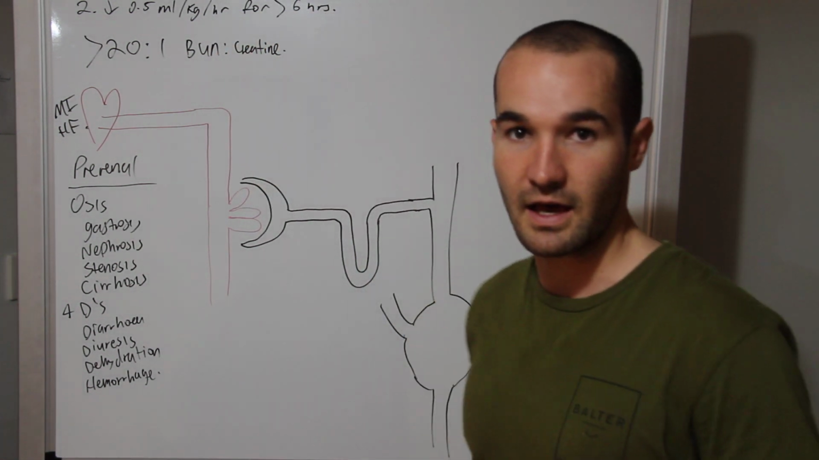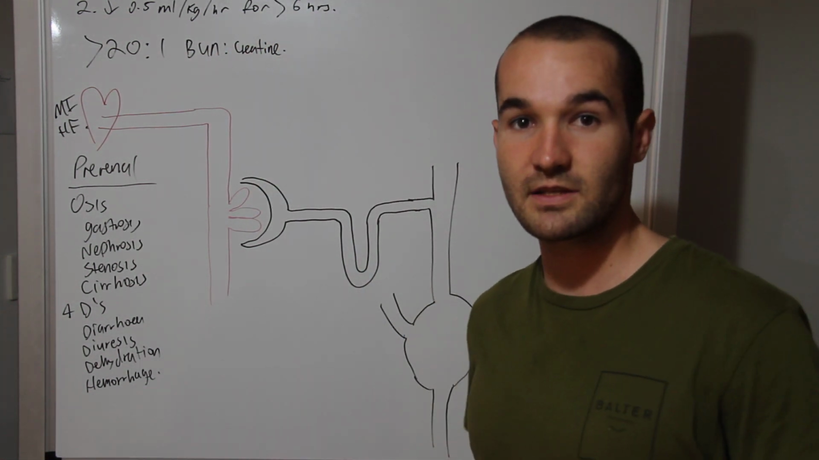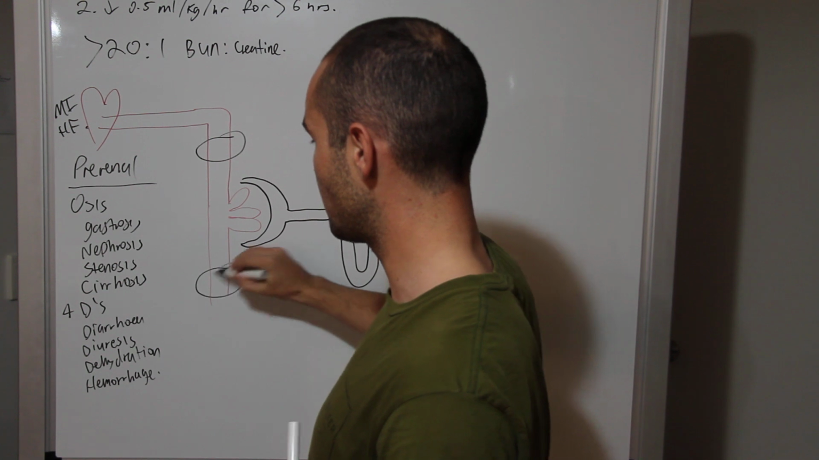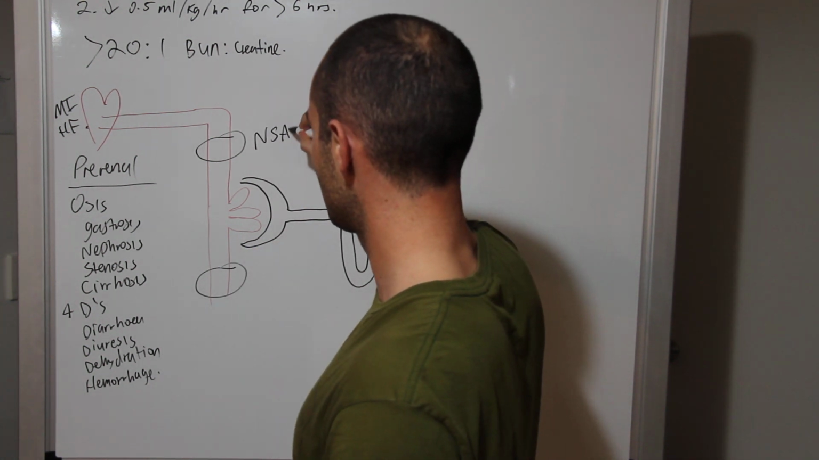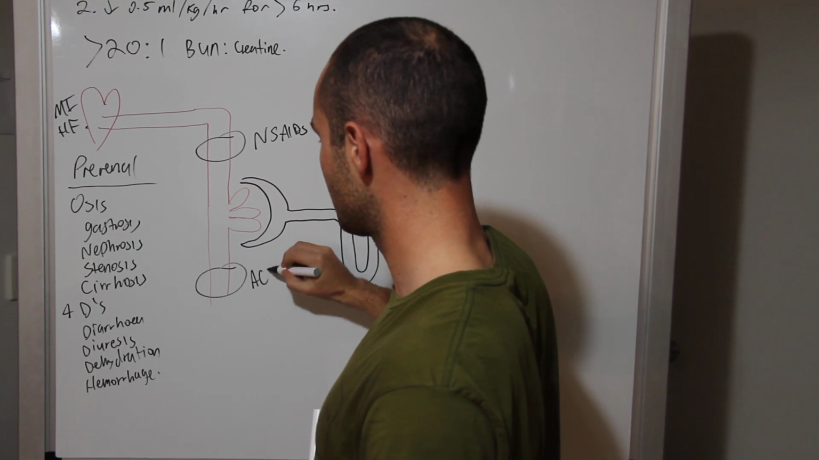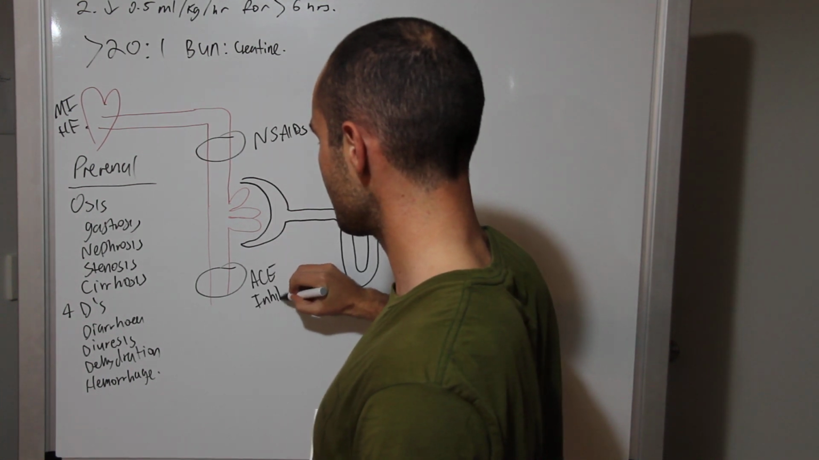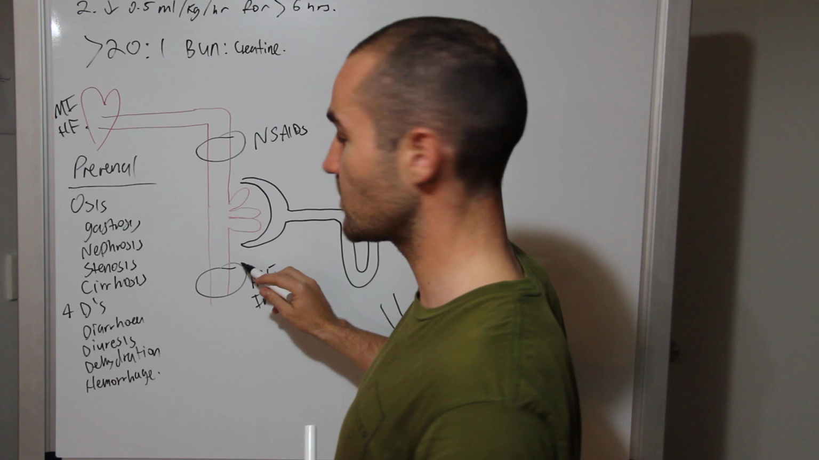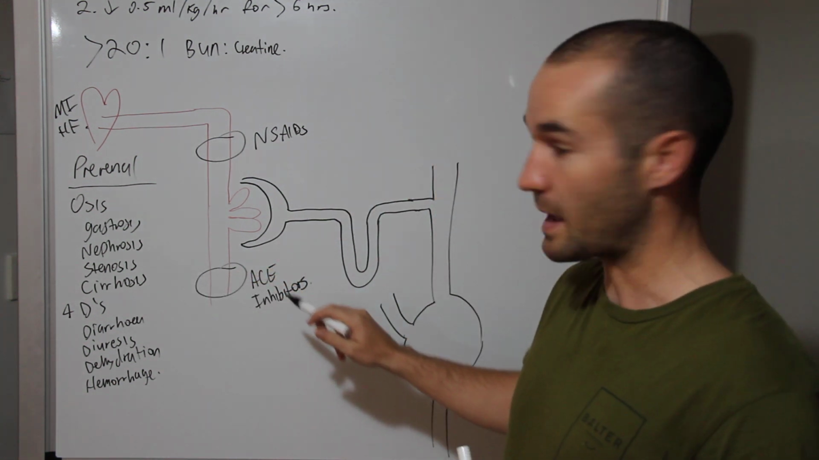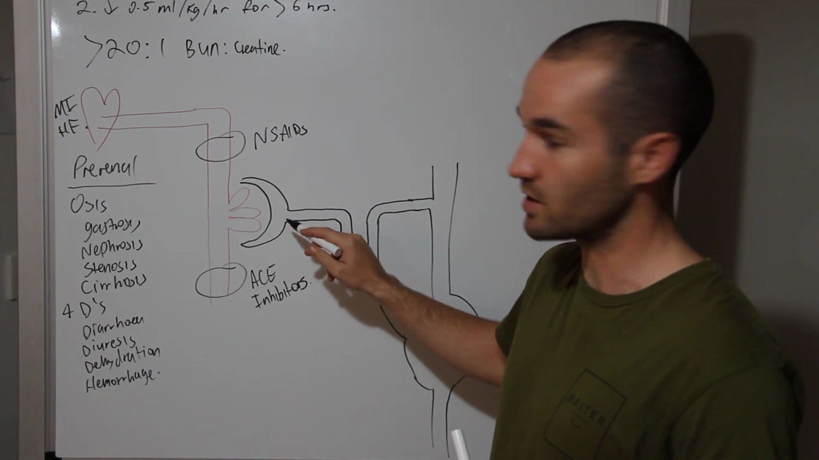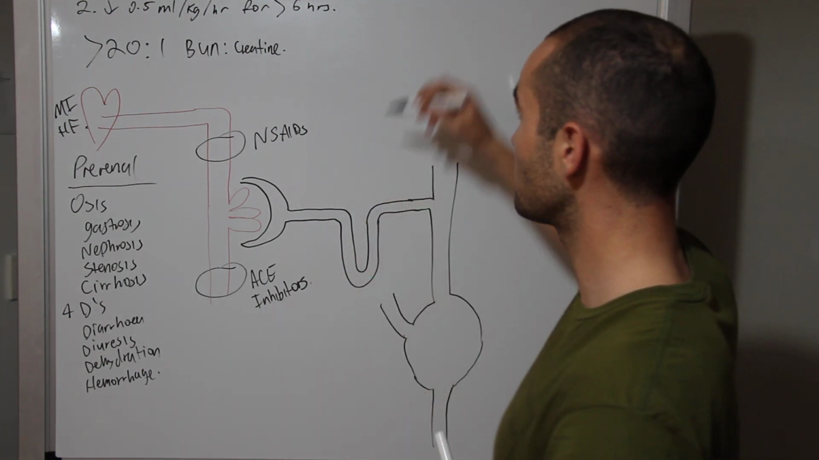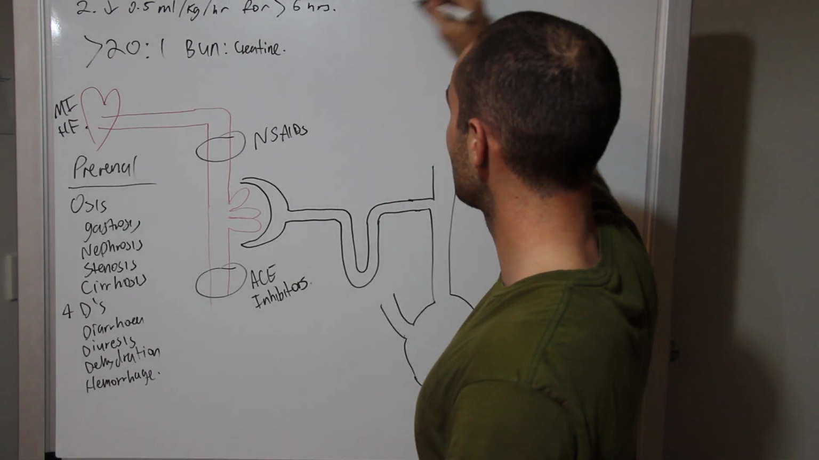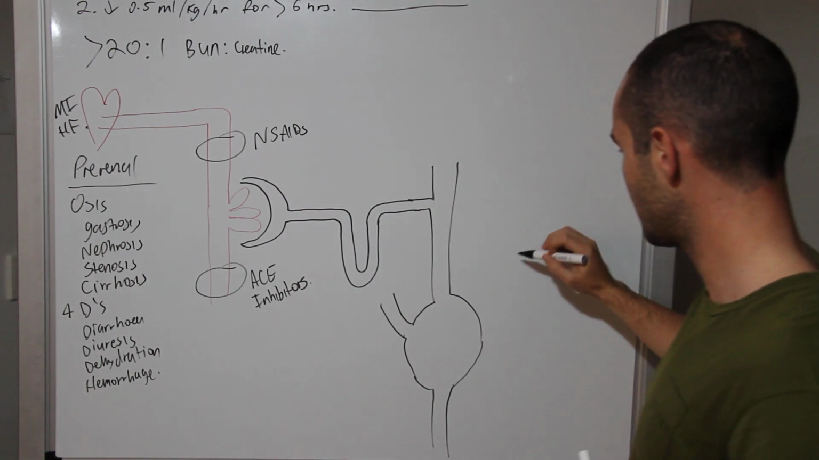And the last problem that we can get is a drug problem. Most commonly your NSAIDs or your ACE inhibitors. So NSAIDs will affect this end, ACE inhibitors will affect this end. So the NSAIDs cause vasoconstriction here, the ACE inhibitors cause vasodilation here. And that leads to less blood going through the glomerulus. Right, that's pre-renal. Now let's move on to intrarenal. This is the hardest part. And then we'll touch on post-renal down here.